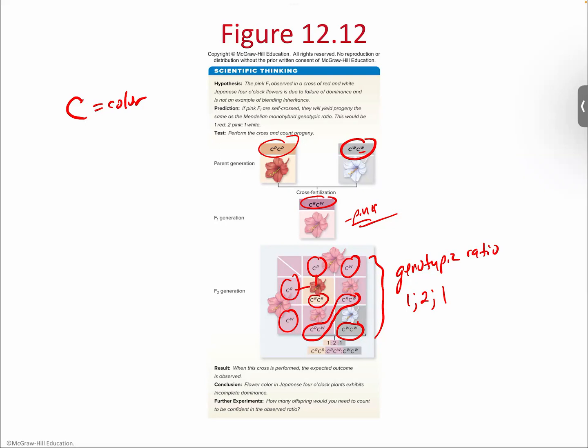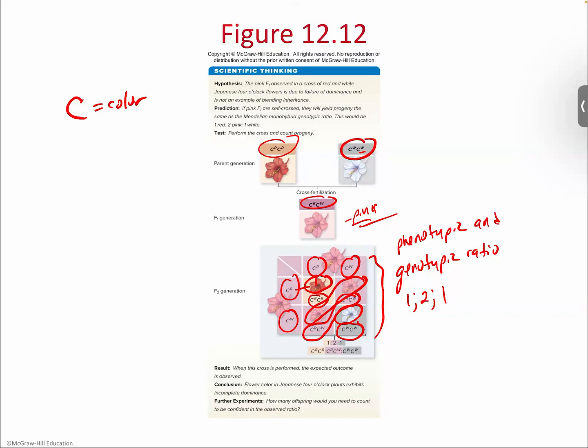Okay, so wait. Now let's take a look at the phenotypic. So what do I have with the phenotypic? Well, I have one red, two pink, and one white. So what's my phenotypic ratio? One to two to one. One red, two pink, one white. So this actually is both the phenotypic and genotypic ratio.